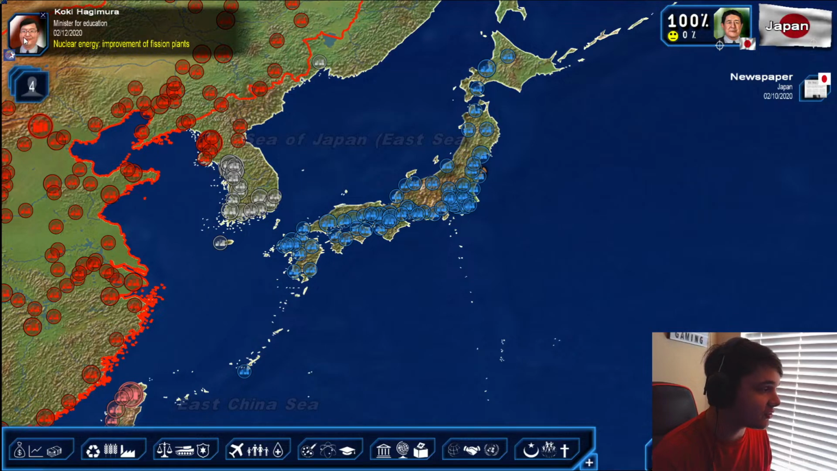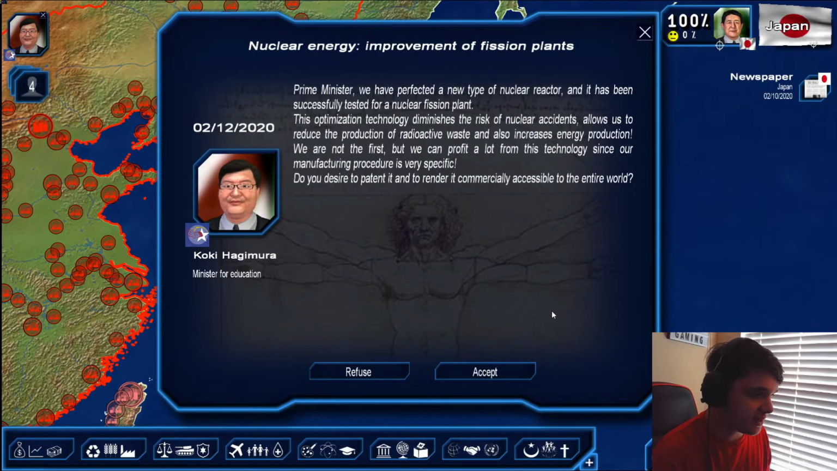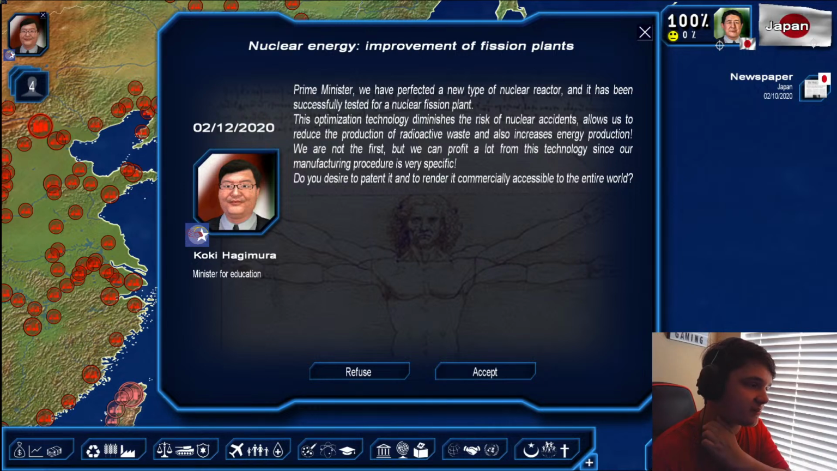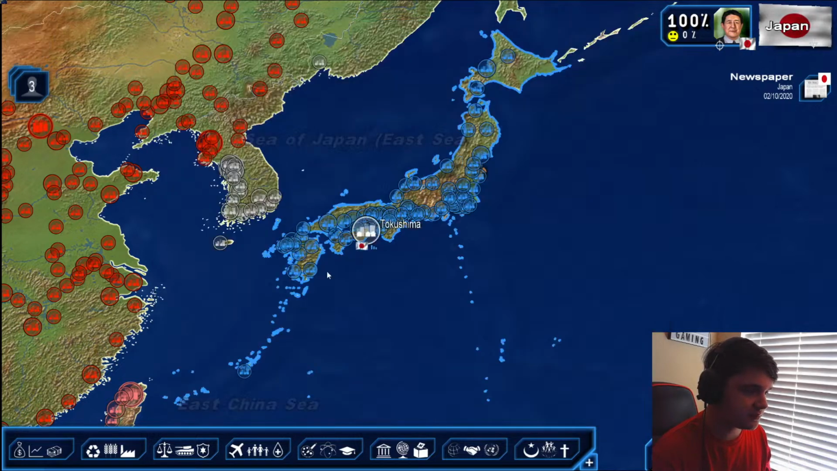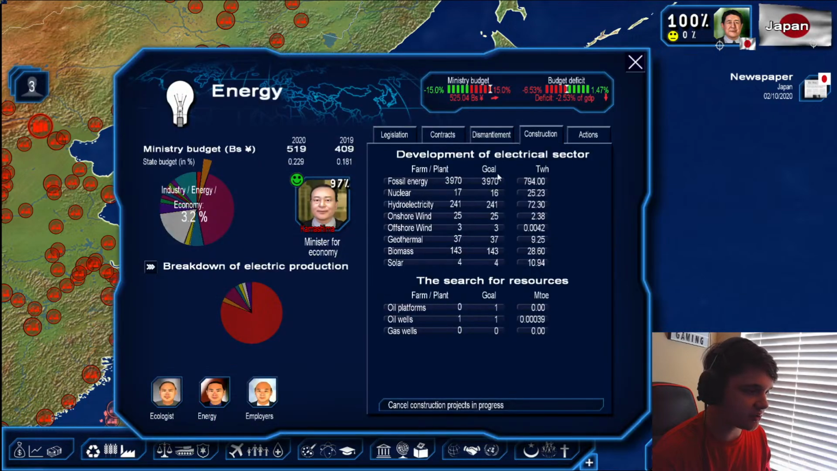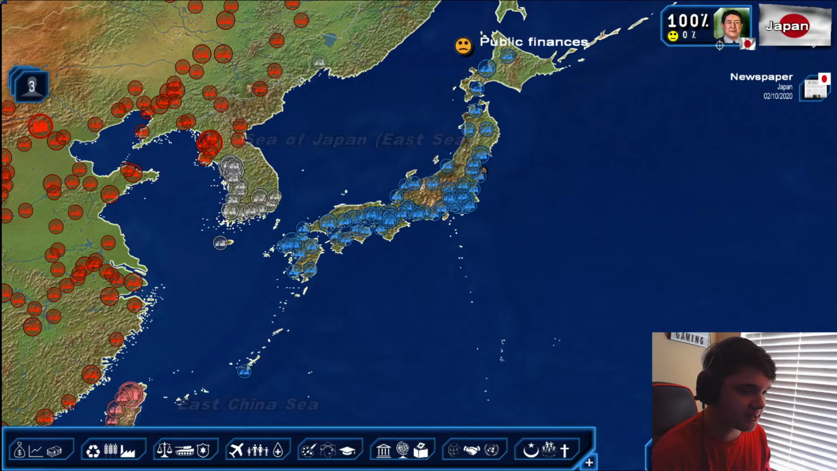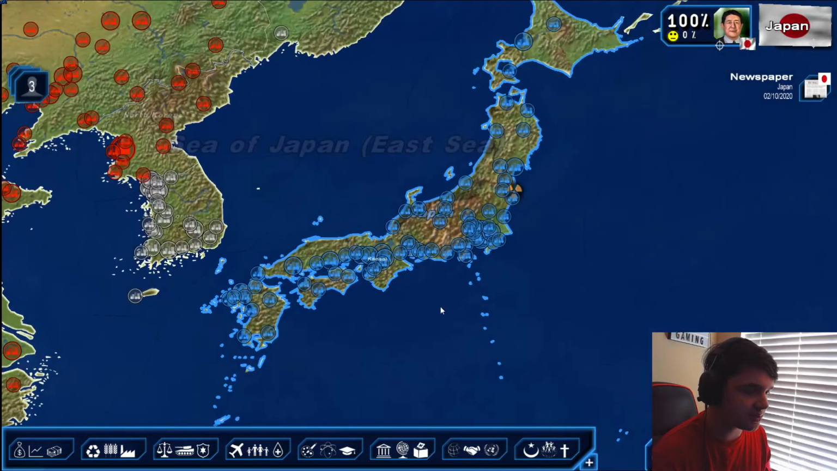That'd be fun. Nuclear energy improvement of the fission plants. We have a new type of reactor that has been successfully tested for a nuclear fission plant. This optimization diminishes the risk of nuclear accidents, also allows us to reduce the production of radioactive waste, and also increases energy production. We're not the first, but we can profit a lot from this technology. We're going to wait a couple of days and we're going to initiate our first 3G EPR nuclear power plant.